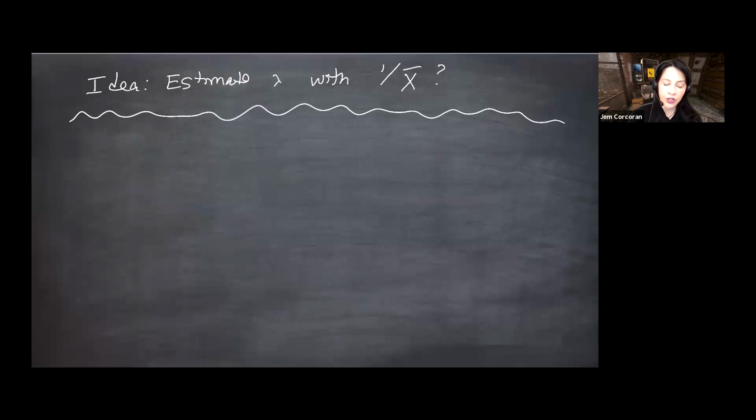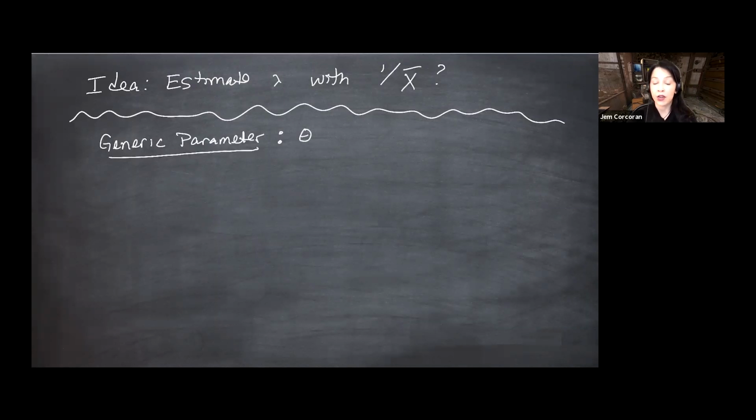Our generic parameter is always going to be theta. And this can be one-dimensional or higher. So for example, theta could be lambda in the exponential distribution, or theta could be the alpha and beta from the gamma distribution. And for the Weibull, we have 3 parameters. So it's just a generic parameter and possibly vector valued.